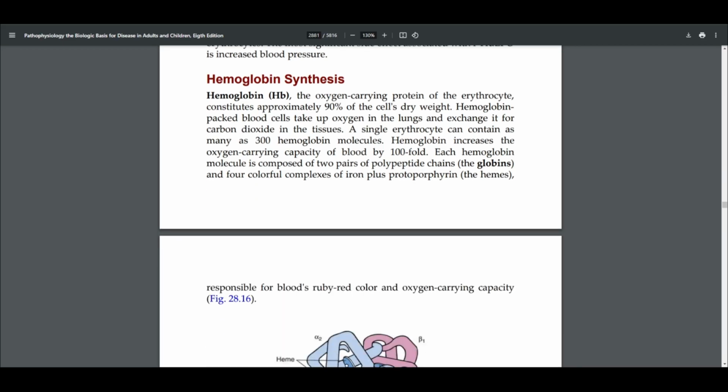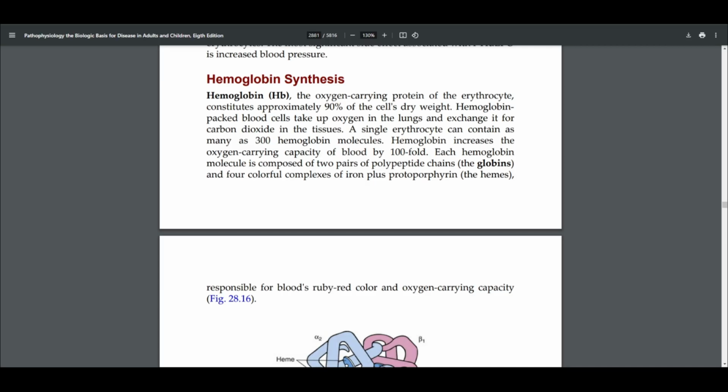Now hemoglobin synthesis. Hemoglobin, the oxygen-carrying protein of the erythrocyte, constitutes roughly 90% of the cell's dry weight. Hemoglobin-packed blood cells take up oxygen in the lungs and exchange it for carbon dioxide in the tissues. A single erythrocyte can contain as many as 300 hemoglobin molecules. Hemoglobin increases the oxygen-carrying capacity of blood by 100-fold.